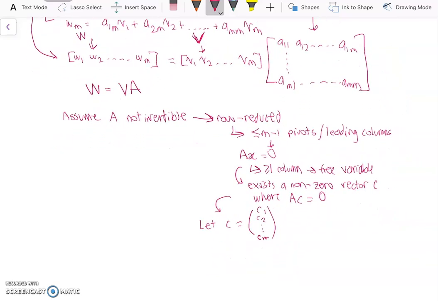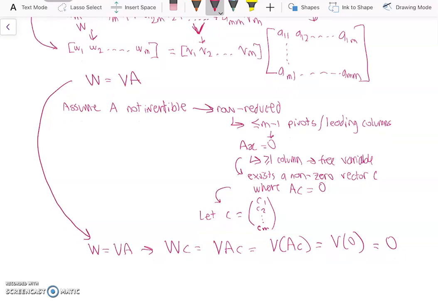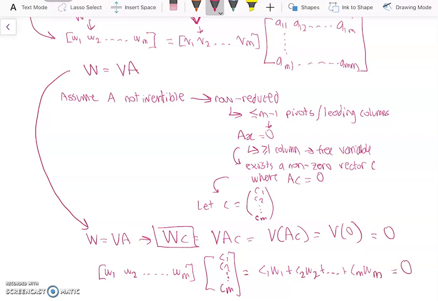Now, since W is equal to VA, I'll multiply both sides by C. Using associativity of matrix multiplication, we have V times AC, which is equal to V times 0, which is equal to 0. So that means WC equals 0. And WC is equal to W1, W2 up to Wm times C1, C2 up to Cm. This is equal to C1 W1 plus C2 W2 plus up to Cm Wm, which equals the 0 vector.